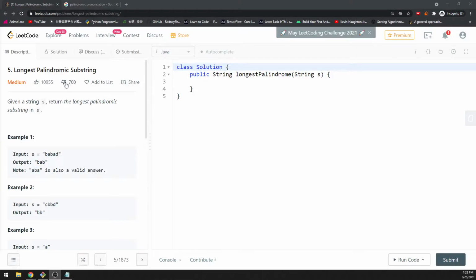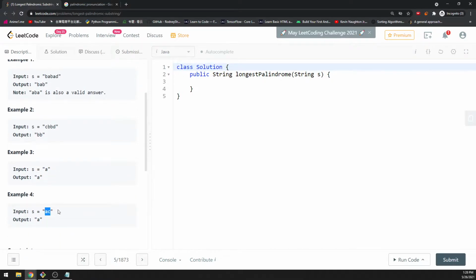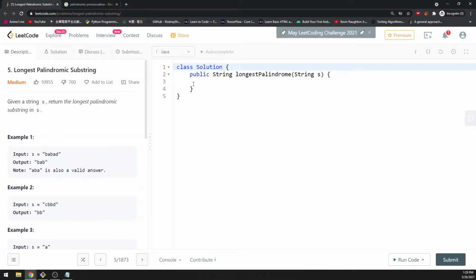Hi, let's talk about longest palindromic substring. So you're given a string and you return the longest palindromic substring in S. So for this example, BABAD, this is the longest palindrome string. And this one is BB, and A is A just itself. And for A and C, it's either A or C, doesn't matter.